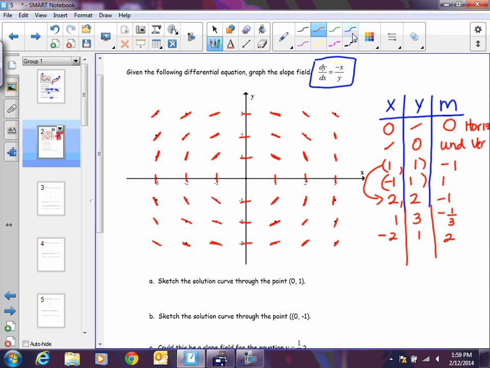This is a circle. And part A says sketch the solution curve through the point 0, 1. So I know at this point it should be completely horizontal, like a max or a min, in this case a max. And if this is a circle, then really it's going to look something like this. Okay, what's the radius of this circle? 1. Okay, so does anybody remember the equation for a circle?